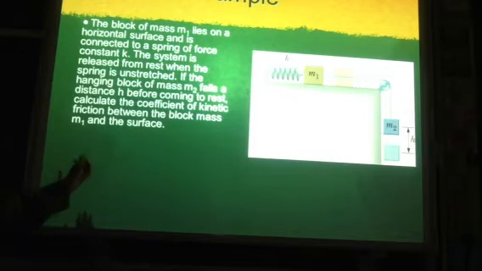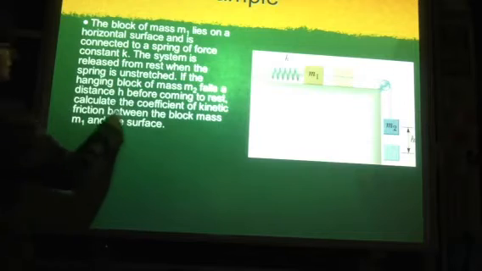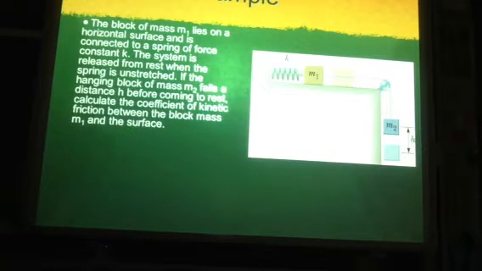Then we'll look at them together to see what we get. Ultimately you're going to be writing a formula that's representing the coefficient of kinetic friction. So I want you to try this one tonight at home, bring it tomorrow for class, and we'll look at them.